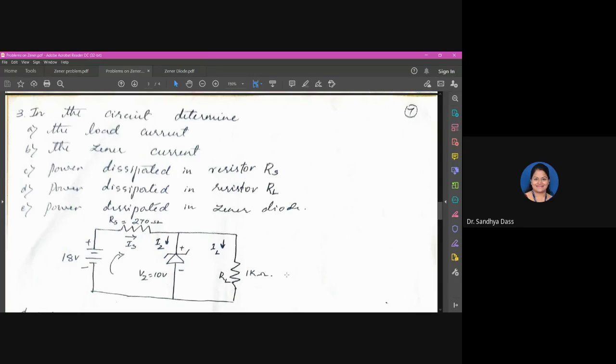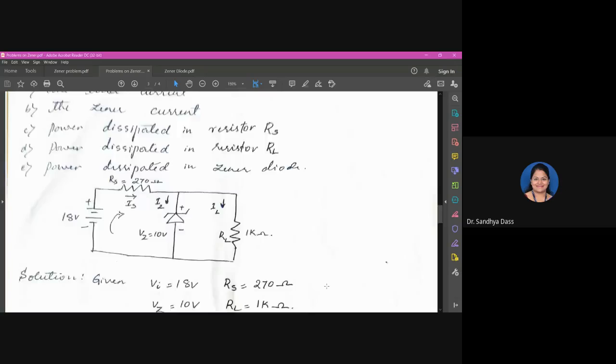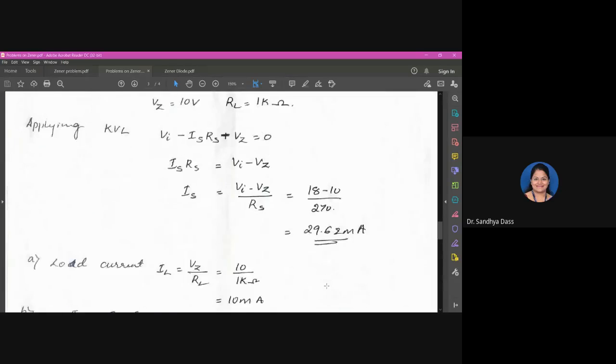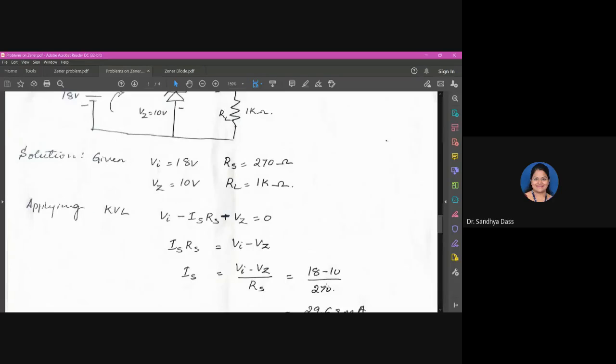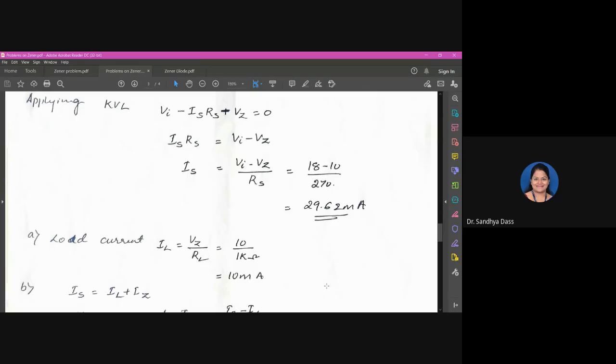Okay, load current. How do we proceed with load current? Simple Ohm's law again. IL is equal to V naught by RL. V naught will be 10 volts and RL will be 1 kilo ohm. So that gives you 10 milliamps.